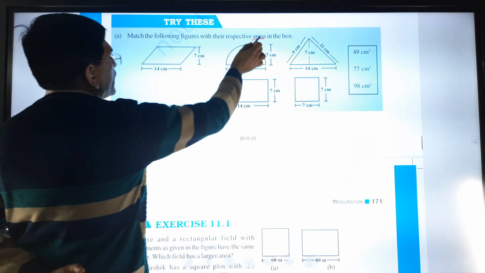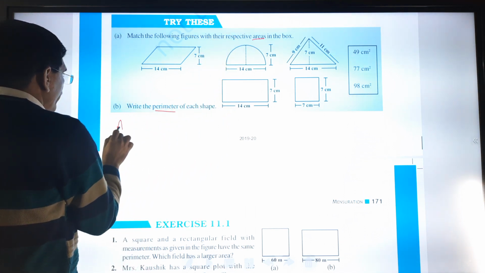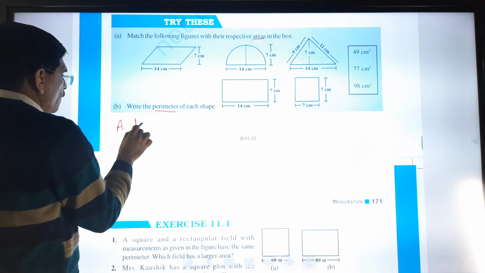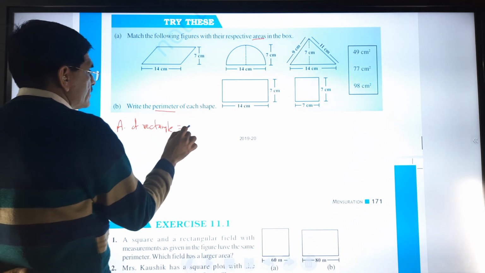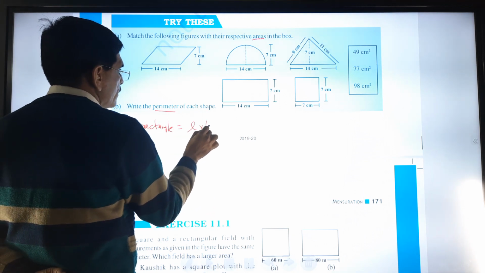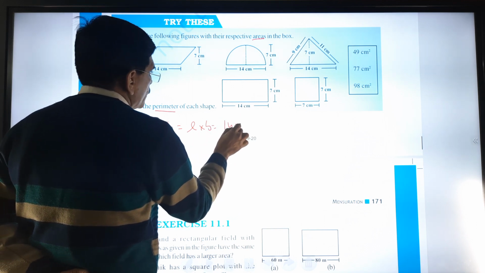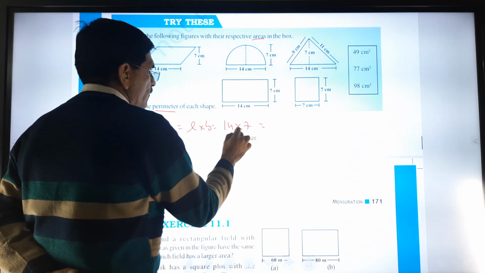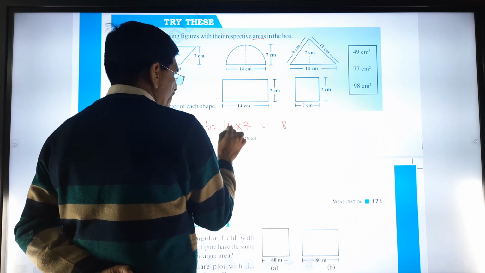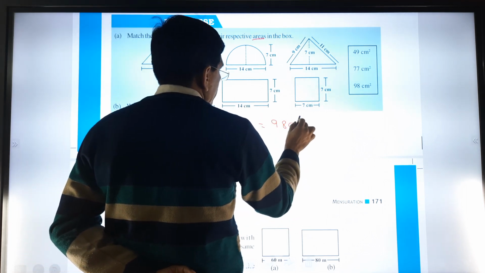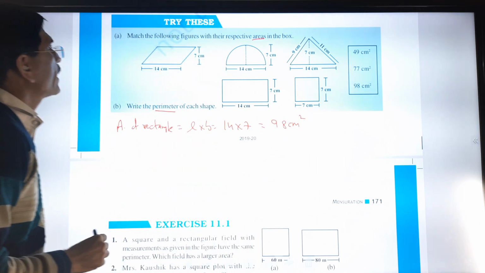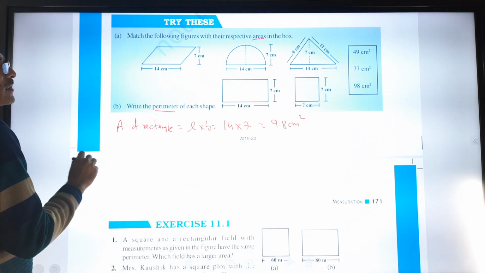We discussed the area. So area of rectangle, that is L into B, that is 14 into 7. 7 4s are 28, carry 2, 7 1s are 7 plus 2, 98 centimeter square. That is the first.